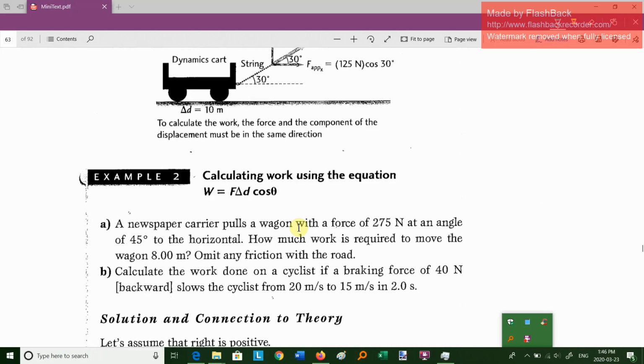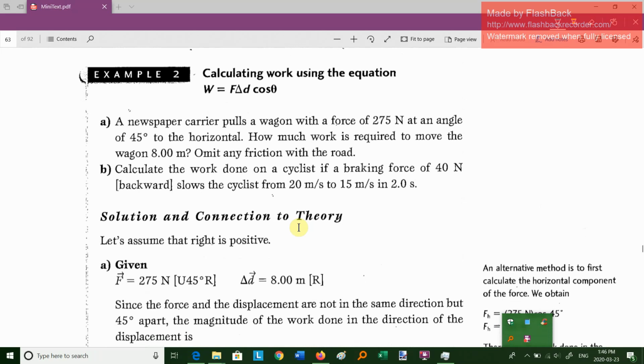Let's jump straight to example 2, where we're off at an angle. So, in your mini textbook, this is on page 327. That is correct. Okay, so here's someone, a newspaper carrier, choose your favorite newspaper. You're pulling a wagon at 275 newtons at an angle of 45 degrees to the horizontal. Okay, so that's east, 45 degrees north. How much work is required to move the wagon 8 meters?